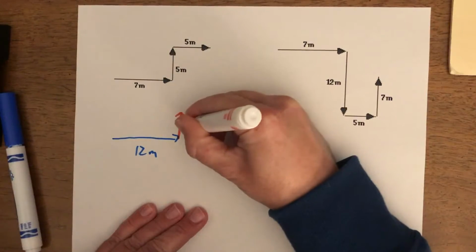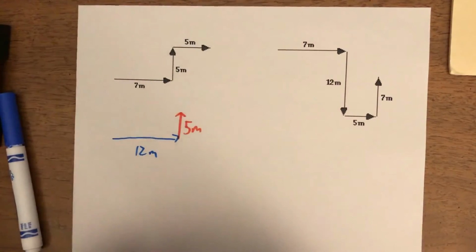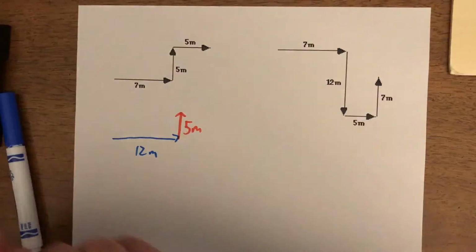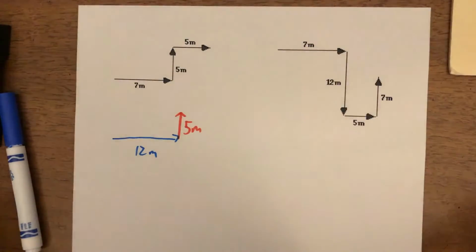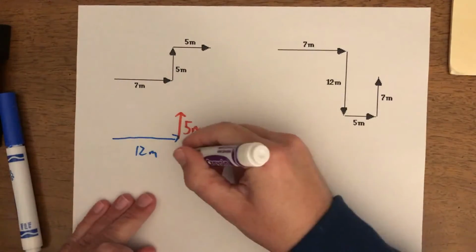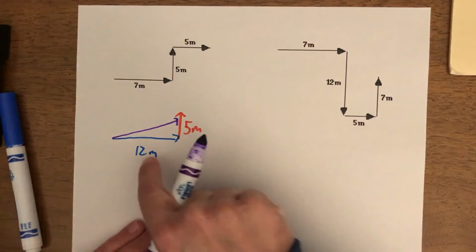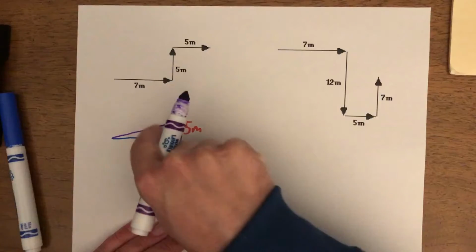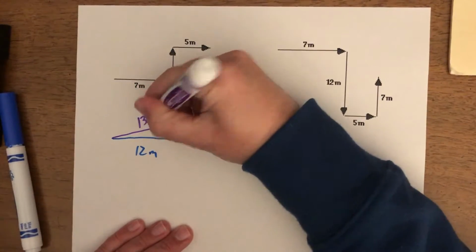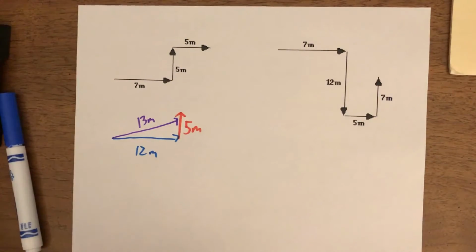But I'm going to draw it like this. So now I have a new triangle that I can build. And so that looks like this. 12 to the east, 5 to the north. Here is the hypotenuse. So do 12 squared plus 5 squared, take the square root. This is actually also a regular triangle. That turns out to be 13 meters. So that's our displacement, 13 meters.